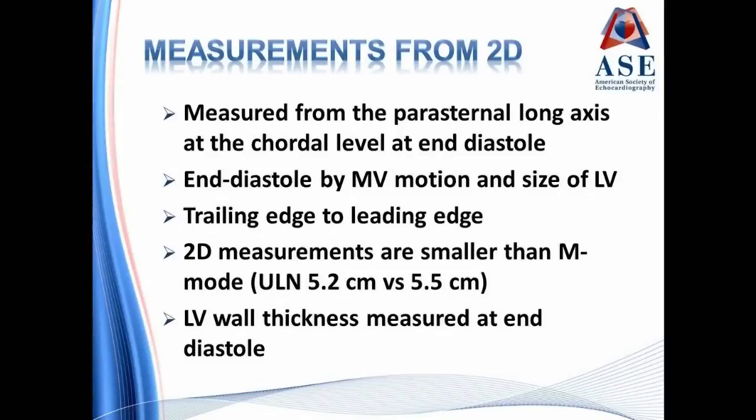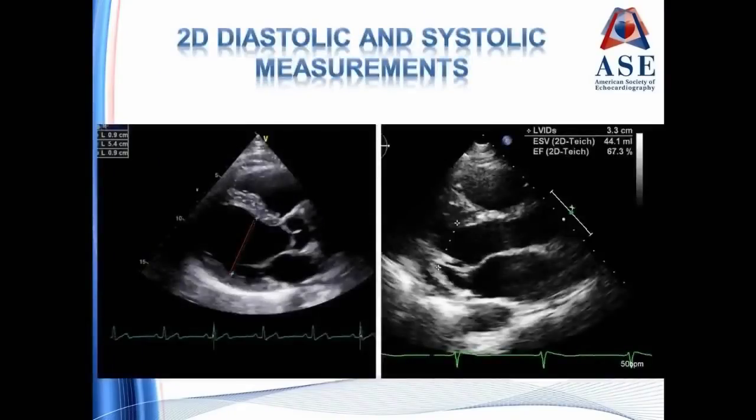In fact, the upper limit of normal for an LV end diastolic measurement is 5.2 centimeters, and in M-mode is 5.5 centimeters. The LV wall thickness is measured again also at end diastole. Here's an example of 2D measurements made at end diastole.